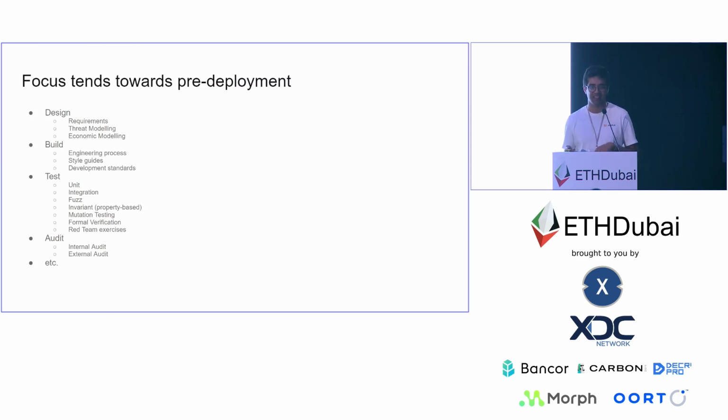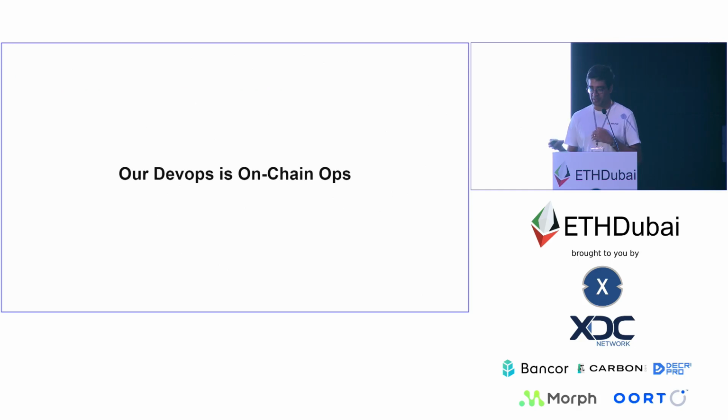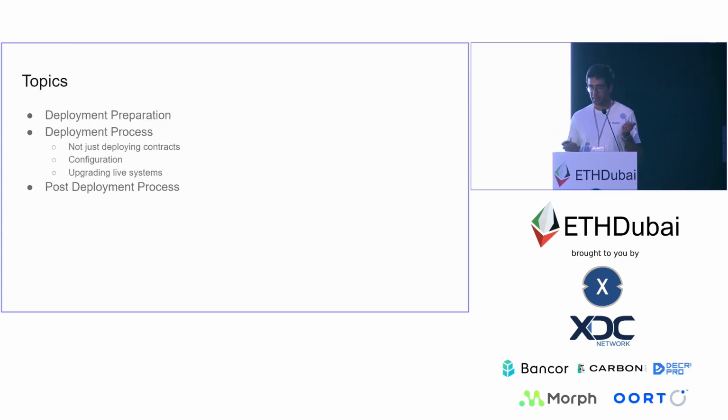But I don't want to talk about this stuff today because it has been talked about a lot before. What I'm focusing on is what, as smart contract engineers, is our DevOps, basically, our on-chain ops. So what are we going to talk about?